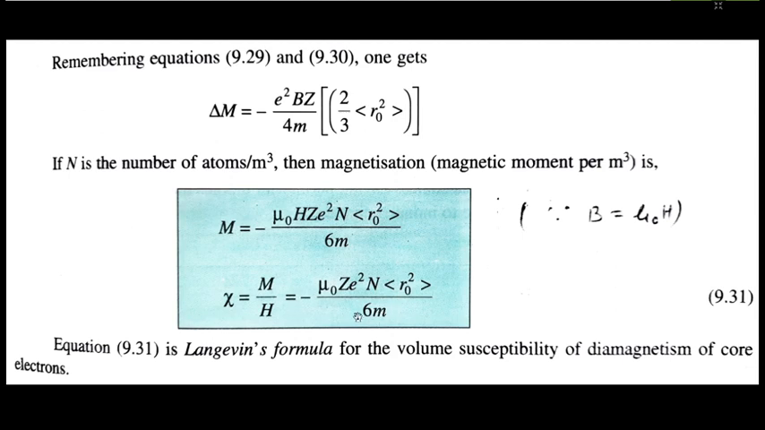On the basis of equation 9.31, we may have a few examples where Z, N and R0 and M will be given. You need to find out the chi, because I am considering the mass of an electron is a constant, charge of electron is also constant, and you might be knowing mu 0 is also constant. So needed parameters are Z, N and R0, only 3 parameters, and with this one can find out any kind of example.